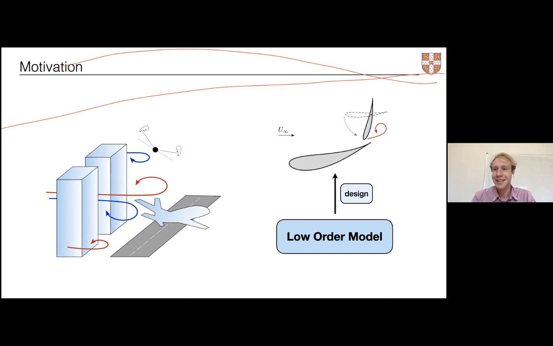Then we could, for example, have very fast design and optimization strategies, for example, for airfoil shapes or whatever it is that you're looking at. Or alternatively, you could come up with control systems that can be used for gust mitigation.